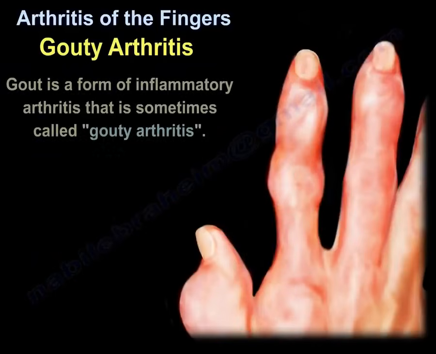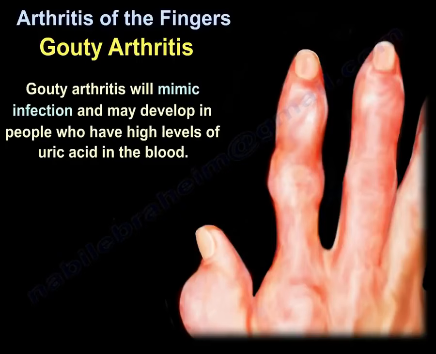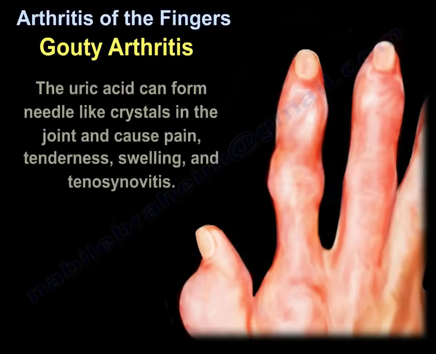Gouty arthritis. Gout is a form of inflammatory arthritis that's sometimes called gouty arthritis. Gouty arthritis will mimic infection and may develop in people who have high levels of uric acid in the blood. The uric acid can form needle-like crystals in the joint and cause pain, tenderness, swelling, and tenosynovitis.